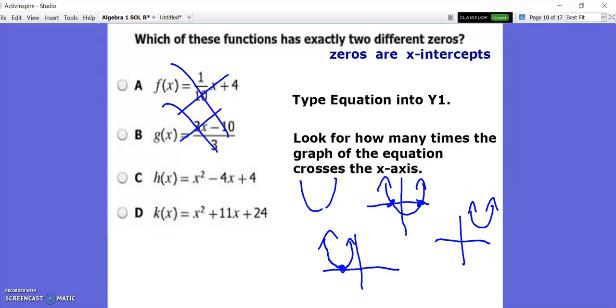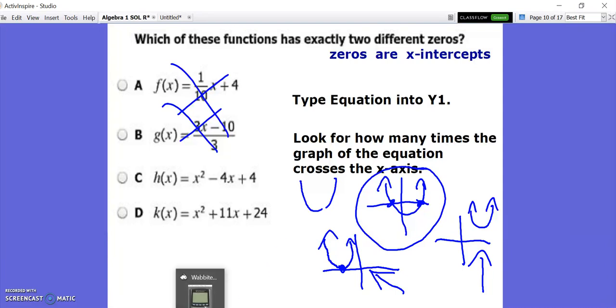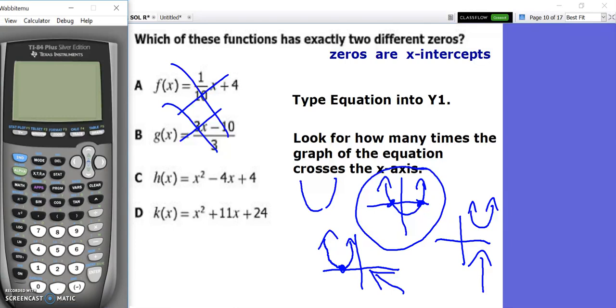So this means that at most these have 2 zeros. We've got to find which one has 2 zeros. So one of them is going to look like this graph, and the other one's either going to look like this where there's 1 zero, or it's going to look like this where there's none. To do this, the easiest way is probably just to graph these in the calculator. We don't actually have to find zeros here. We're going to graph them and see how many x-intercepts each has.